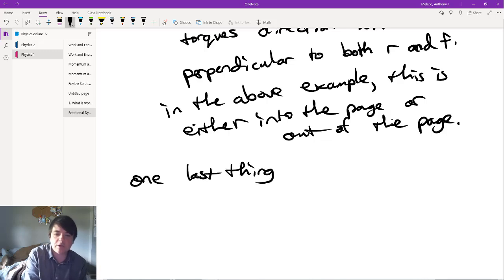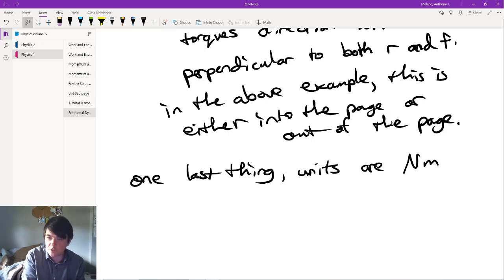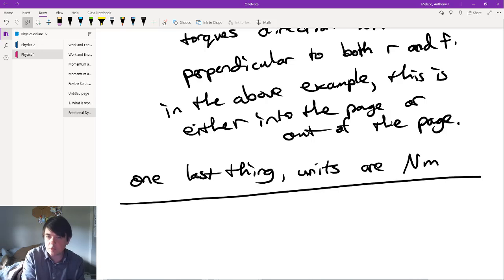Because torque is a function of the radius and force, the units are Newton meter. And Newton meter, you remember, are joules. So this will give something rotational energy, okay?